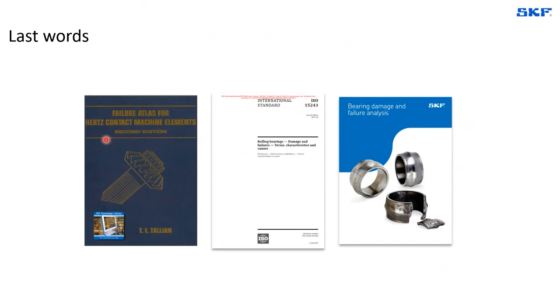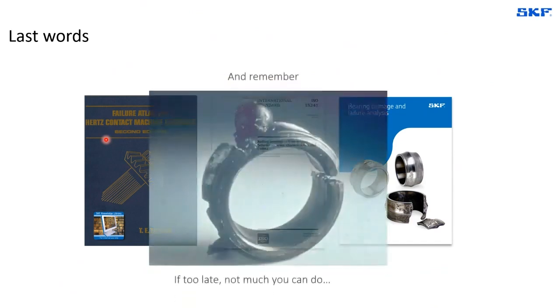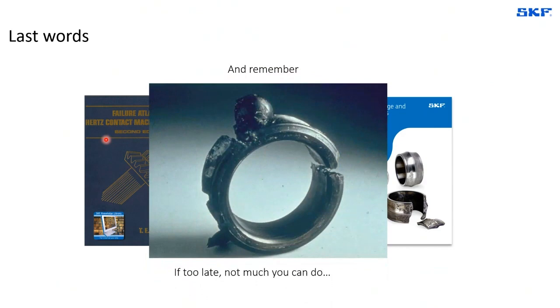But one of the things that we should remember, like I said at the beginning, is that if it is too late, it's too late. And if you let the bearing run to this condition, it's impossible to know what was the reason, how this bearing reached this level of damage, including the cutting with a torch that will destroy part of the evidence. So always remember, try to get the bearings at the earliest possible indication of a failure.